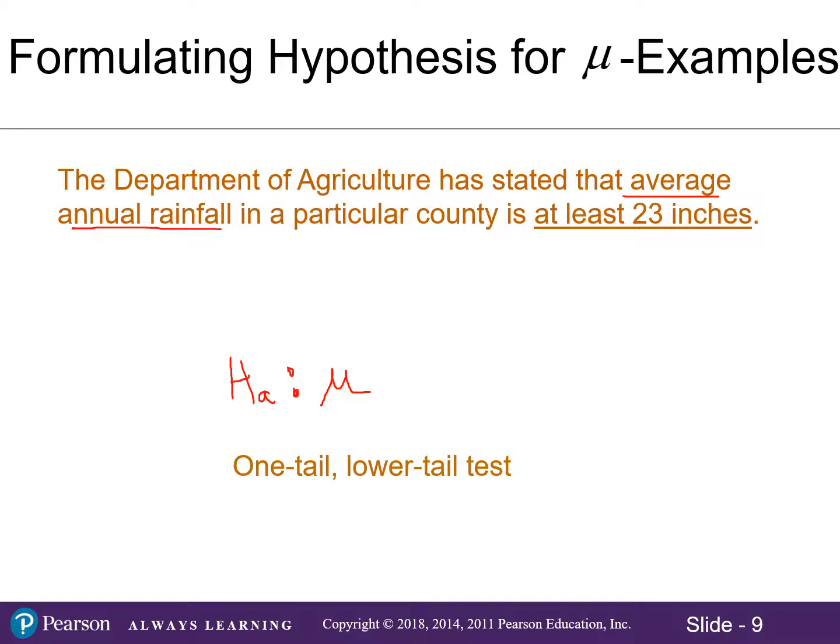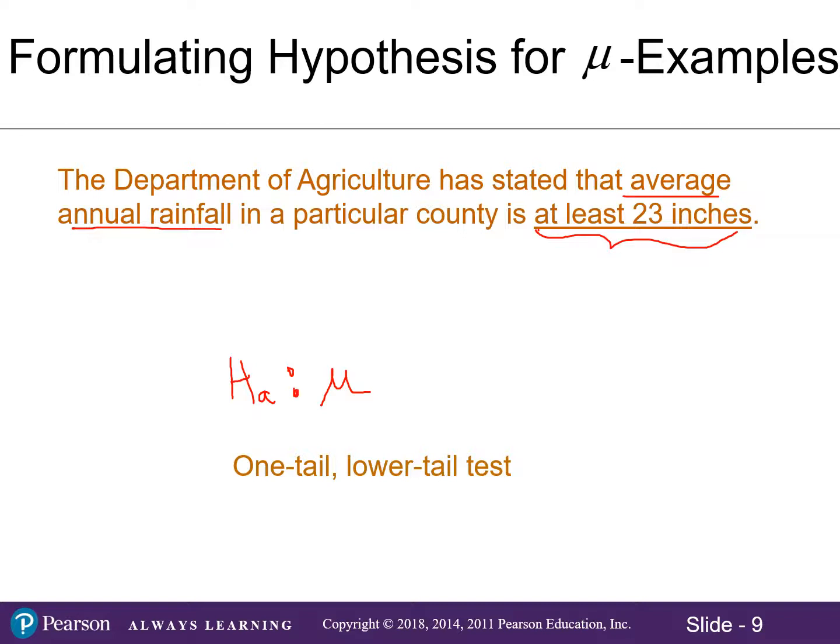Now, at least is something that bothers a lot of people and that they have a lot of difficulty with. Because when they see the word least, they think it means less, and then they write less than 23 inches, which is absolutely not what is going on here. At least actually means greater than or equal to 23. So when you look at this, you're like, oh, at least, what does this mean? Greater than or equal to 23.